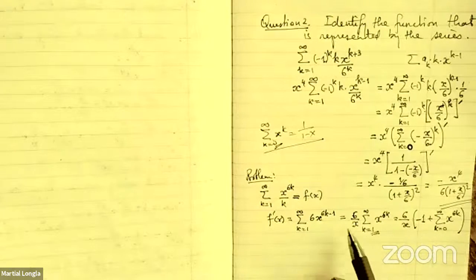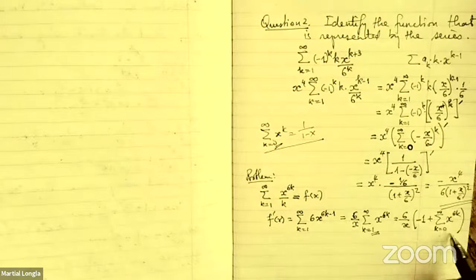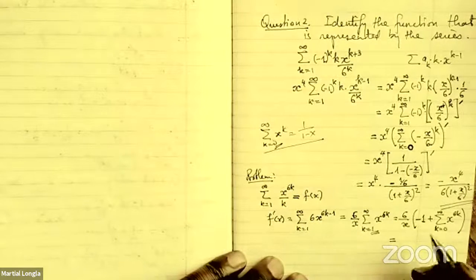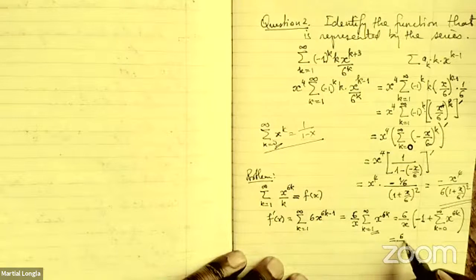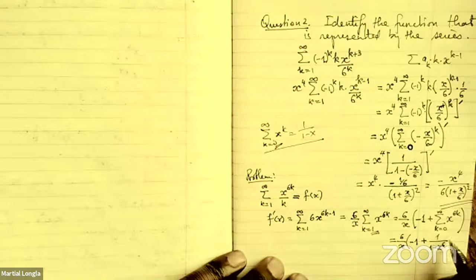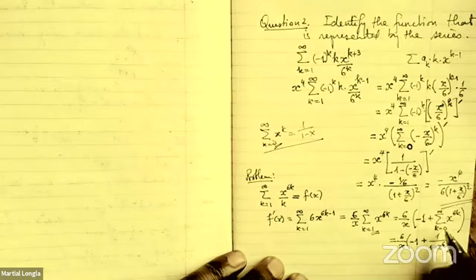Now this thing is the same as that, but this sum now is what you were saying, 1 over 1 minus x to the 6. So this whole thing is going to be 6 over x times negative 1 plus 1 over 1 minus x to the power 6, because this is that sum.